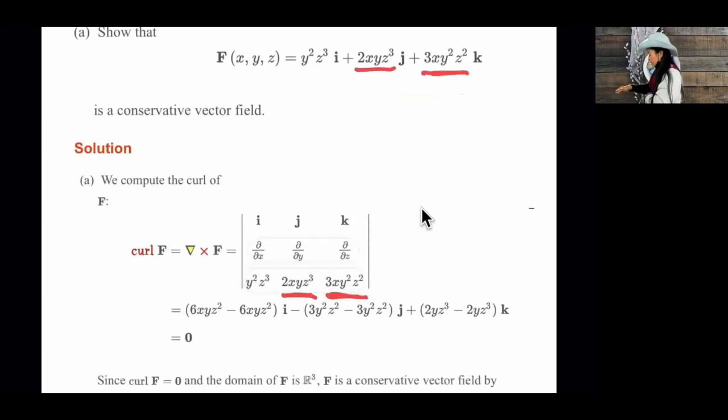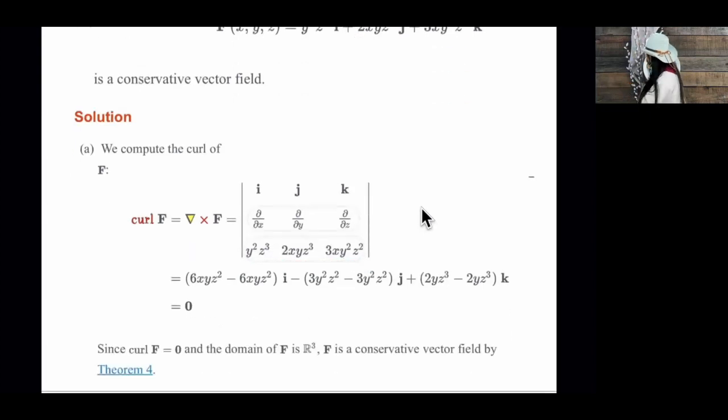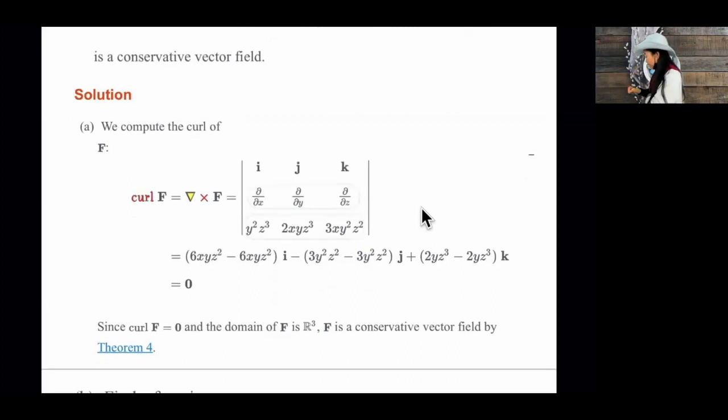Now, when you do the computation, it turns out to be 0. The calculation, you can verify that. So it turned out to be 0. It's a zero vector. See the boldface 0 here, it means it's a vector. So the curl of this F here is equal to 0. If the curl equals 0, remember, and the domain of the function is all R3, it's defined on all R3, so F is a conservative vector field by the theorem that we just mentioned.